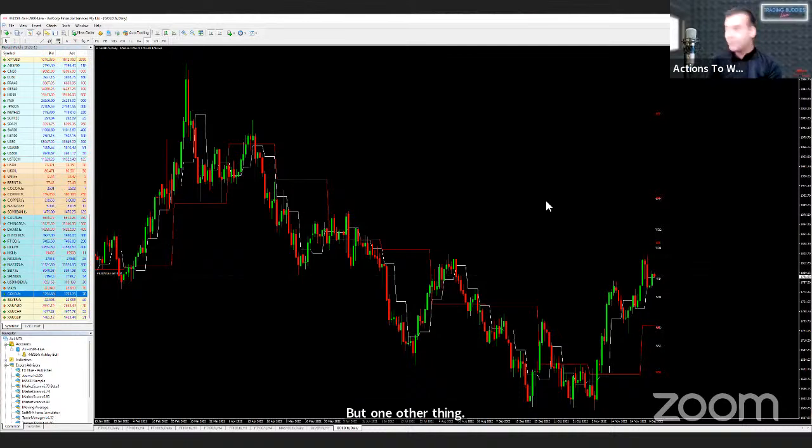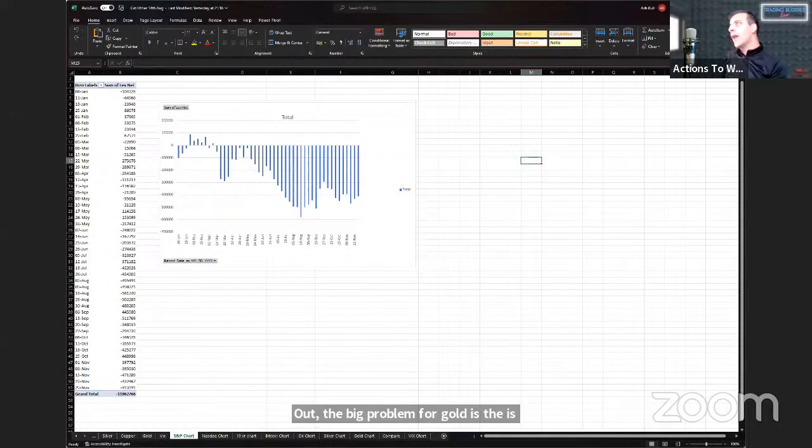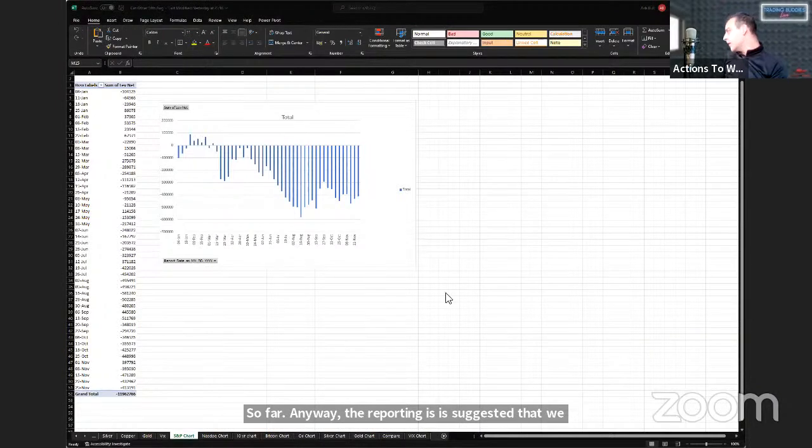Do you know the only thing with gold? If you look at the COT data, in fact, I'm going to bring up the COT data. If you look at the COT data, and you look at the seasonal aspects for gold, things are supportive. We've got something which would help it out. The big problem for gold is the ETFs. So far anyway, the reporting has suggested that we haven't yet found ETF buyers. Let me just get rid of this pencil. There we go. So let's have a look at gold.